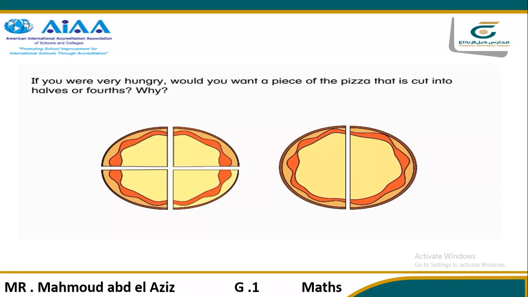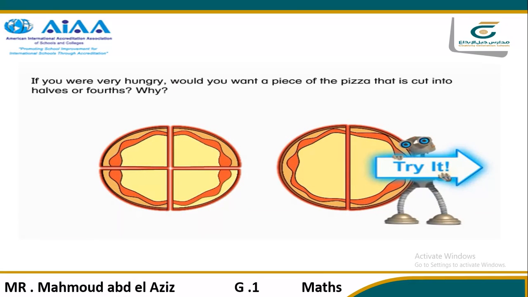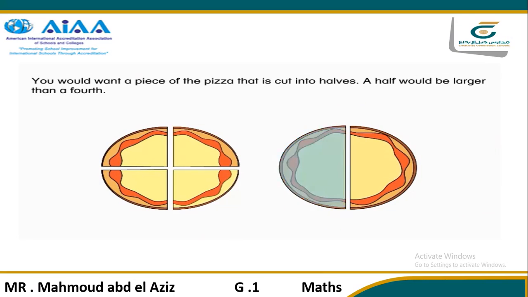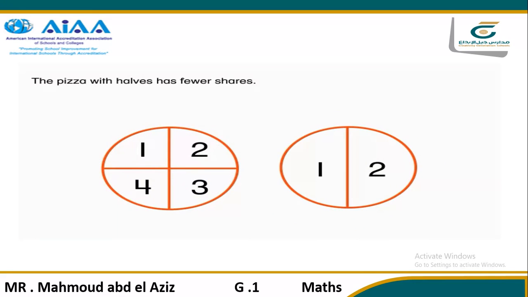If you were very hungry, would you want a piece of the pizza that is cut into halves or fourths? Why? You would want a piece of the pizza that is cut into halves. A half would be larger than a fourth. The pizza with fourths has smaller shares. The pizza with halves has fewer shares.